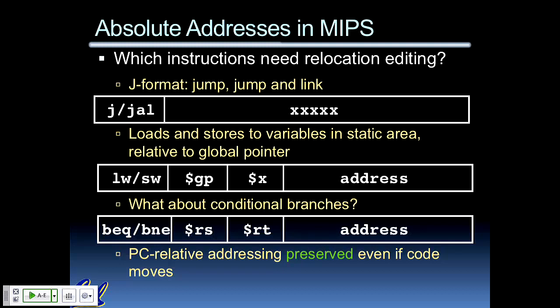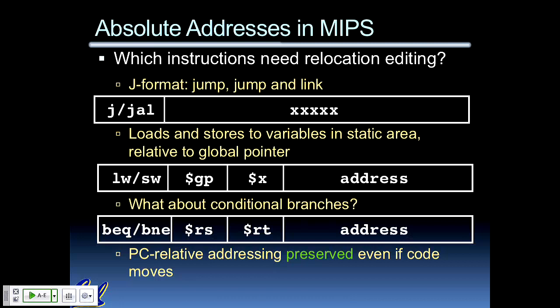So let's dive down to the instruction format. This is now the machine code, the actual machine format. Remember, jump instructions had a 6-bit opcode, then a 26-bit address that was word-aligned. So you multiply that by 4, then take the top bits from the PC. But this is basically an absolute address to a function. Loads and stores to the global section on MIPS are done by an offset from one register, GP, which is the global pointer that points to the start of the static data.